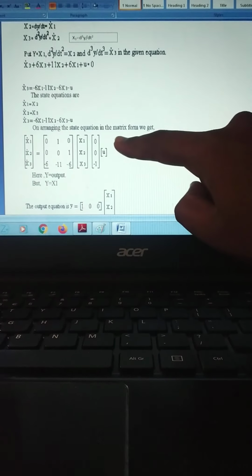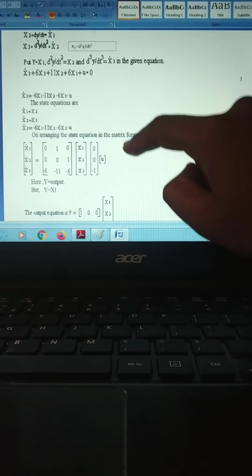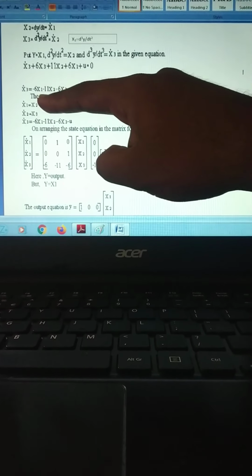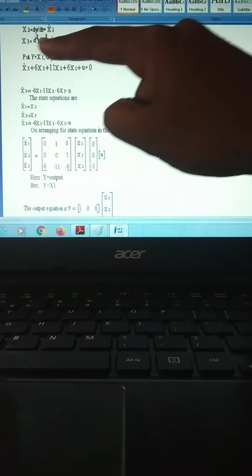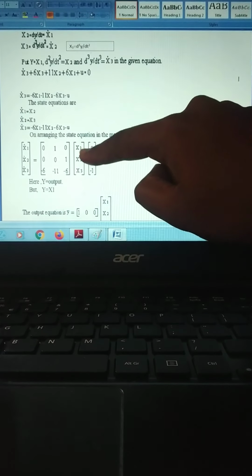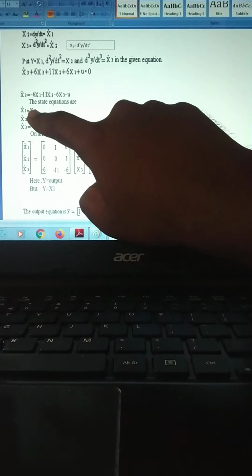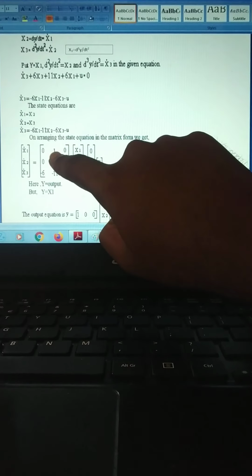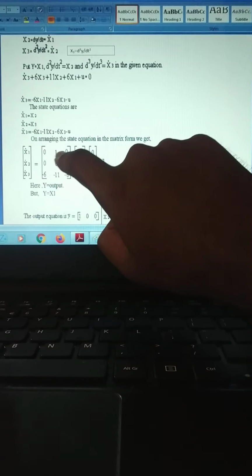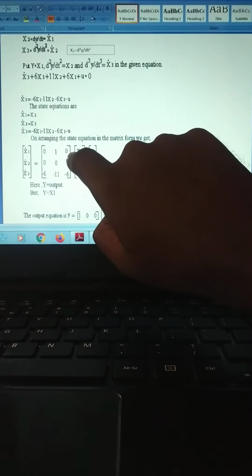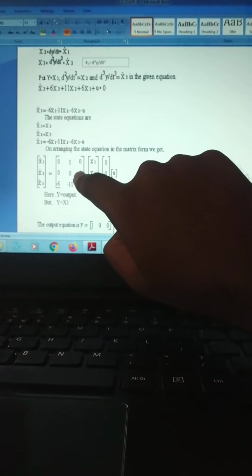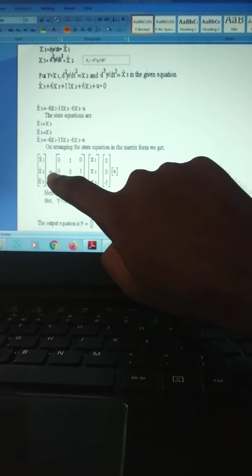Arranging the above state equations in matrix form, the derivatives x1 bar, x2 bar, x3 bar are on the left, and x1, x2, x3 on the right. x1 bar is equal to x2, so the row is 0 1 0: x2 is in the second term, so 1, and the remaining terms are zeros. x2 bar is equal to x3, so x3 is in the third term, so the first two terms are 0 0 and the third is 1.